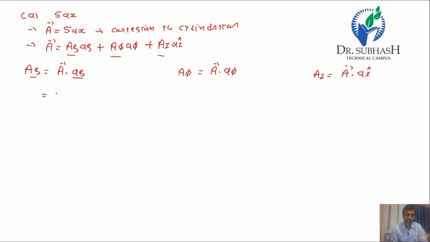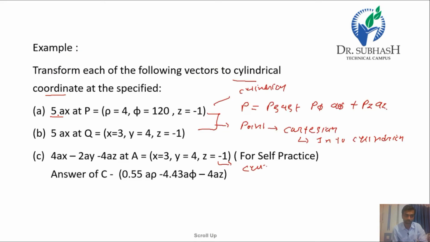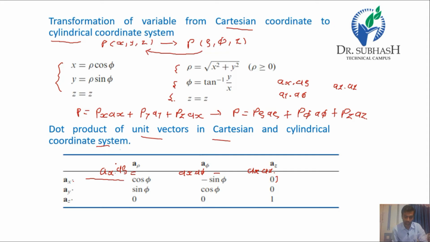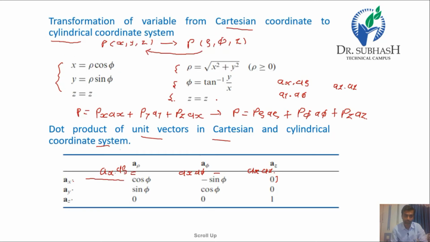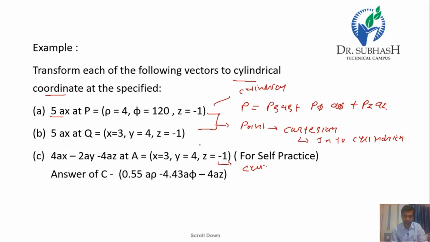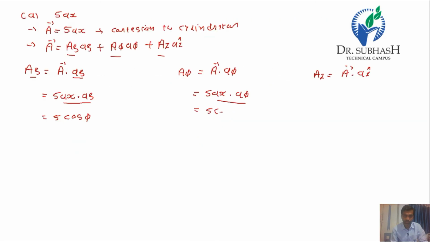Here the vector A is phi ax, and we take the dot product with rho. Between Ax dot A rho we use the transformation table, and in the transformation table Ax dot A rho means cos phi, so we put the value cos phi here. Similarly, here it is phi ax dot A phi. From the table we see the value of Ax dot A phi, which is minus sin phi, so minus sin phi.